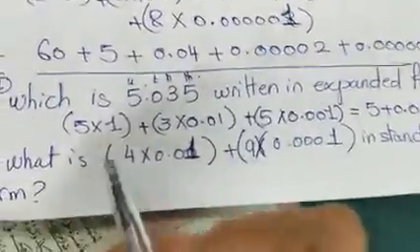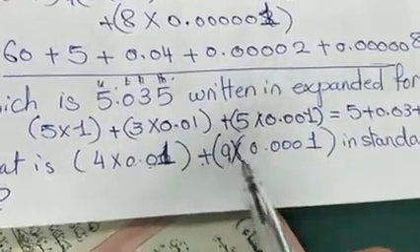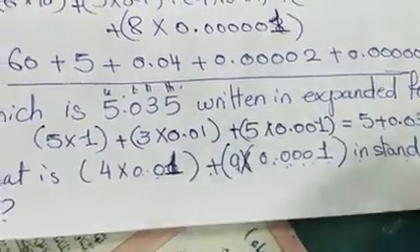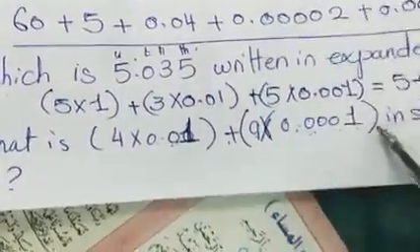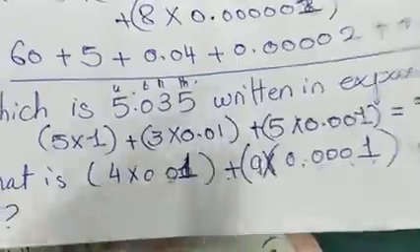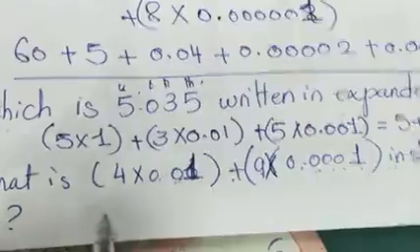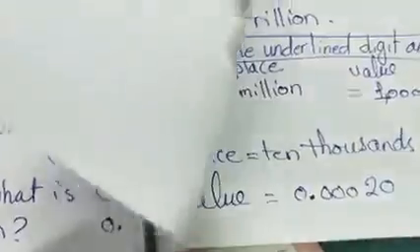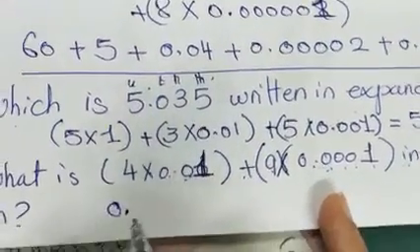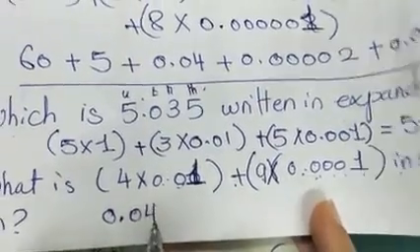Now, what is 4 times 0.01 plus 10 times 0.0001 in standard form? This is the expanded form, and I will convert it to standard form. None of the terms has whole numbers, so it's 0. Now 4 times 0.01: in which place? In the hundredths. So the tenths is 0 and the hundredths is 4.